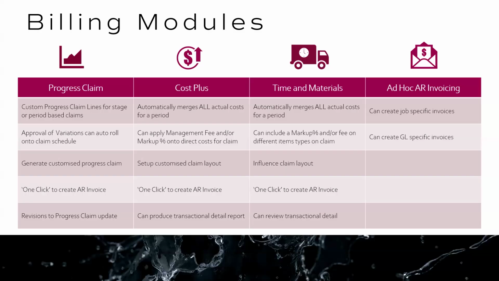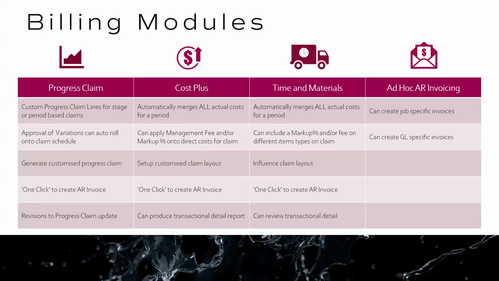Now, just one thing to note here. If you go through all the process and create an invoice, let's say, for example, for some reason the value of that invoice needs to change. You need to make sure that revisions are done on the progress claim screen. So if by some chance you raise a claim and an invoice, and you then want to change the dollar value of that invoice, do not change it on the AR invoice screen. Make sure you come back to the progress claim screen relating to the job and update it on that screen there.